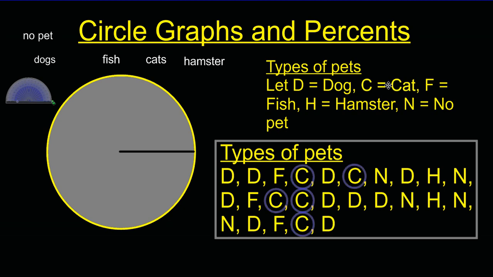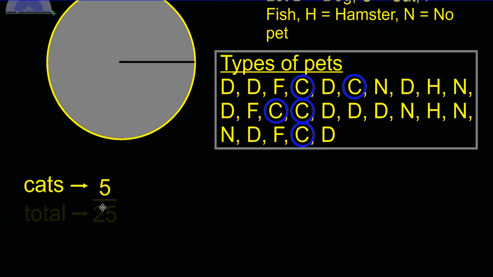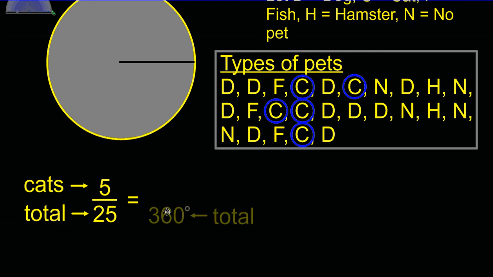So we're going to take a look at cats. We have 5 cats in our set of data. So we set up this ratio where we put 5, the number of cats, over the total number of data pieces in our set. And we set this equal to the total number of degrees in the circle. And the top number in this proportion is going to equal the number of degrees that you measure with your protractor.